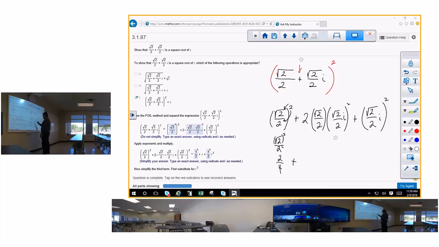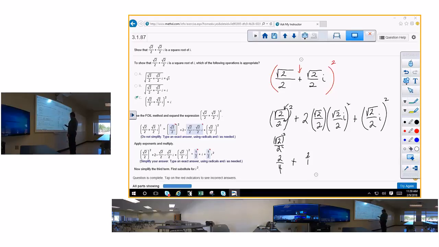Plus, let's see what happens here. I'm just going to write this as 2 over 1, times the square root of 2 over 2, and then I'm going to do this one. Again, here, here, and here, that's going to be times 2 over 4 and i squared. Now remember, as I showed you in the other homework problem the other day, the square root of negative 1 is equal to i. i squared is equal to negative 1. You've got to remember that when you're dealing with i. Plus, and again, that's going to be 2 over 4 i squared.